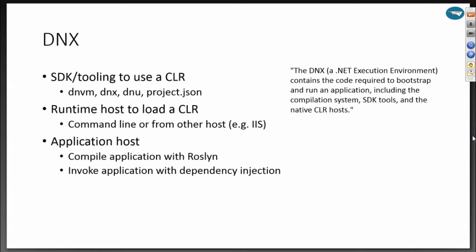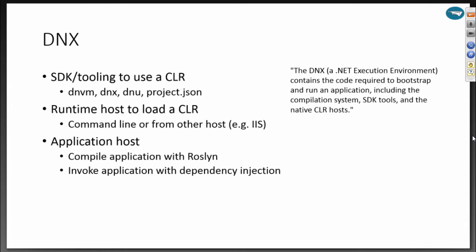And so that's what this thing called DNX is. DNX is the .NET execution environment, and it's a few things. It's some tooling and SDK tools that us as developers are going to use. As we're building an application, we're going to use this DNX tooling to pick which version of .NET we want to work with. We're going to use it then to also load our NuGet packages on top of our application and basically package up and build our application.